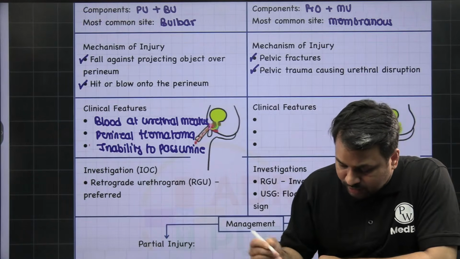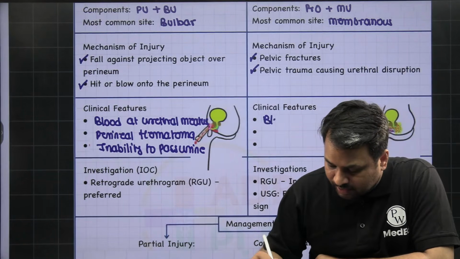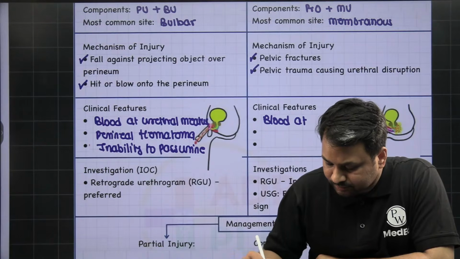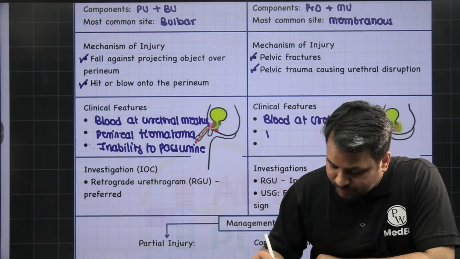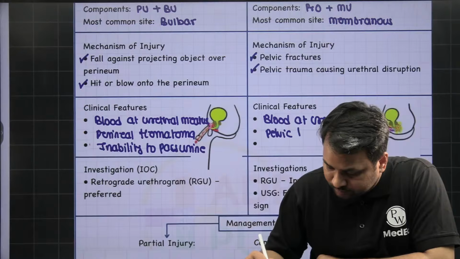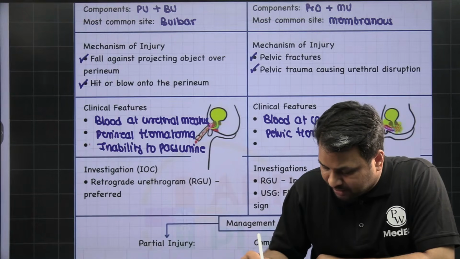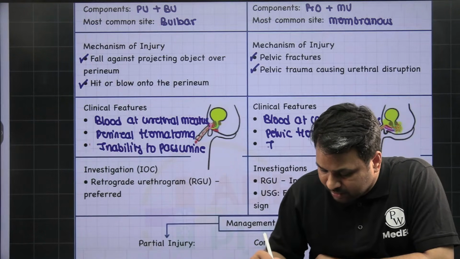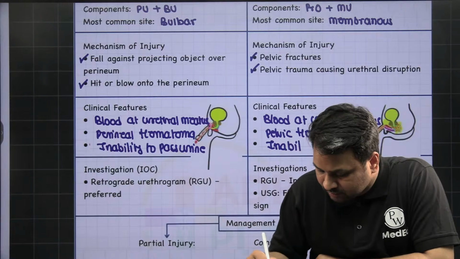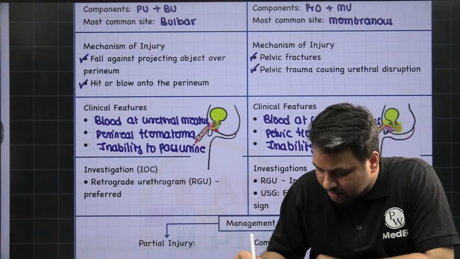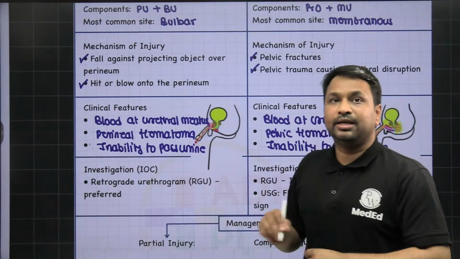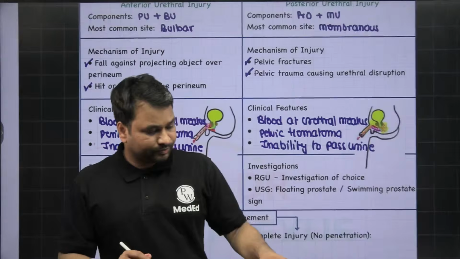For posterior urethral injury, there is again blood at the urethral meatus. Then there is pelvic hematoma, and again inability to pass urine.